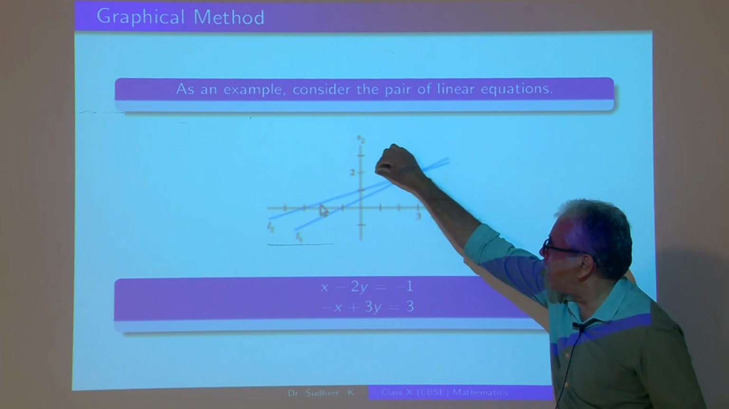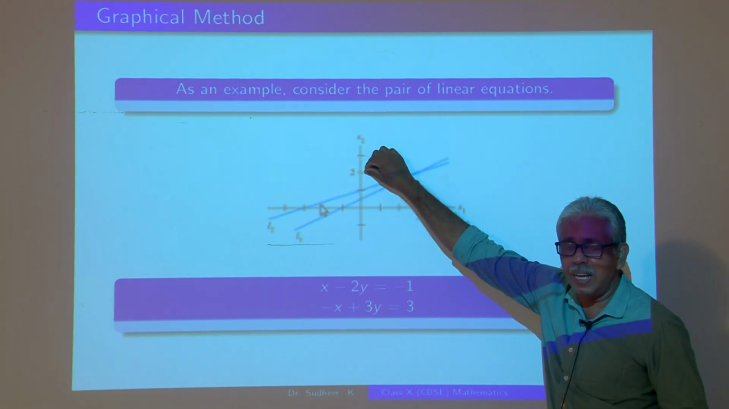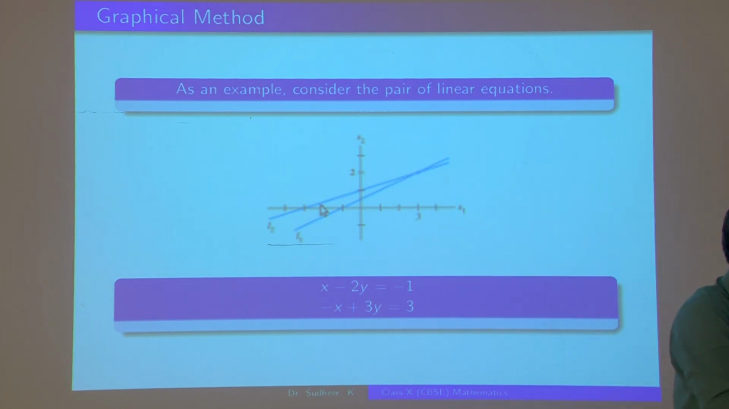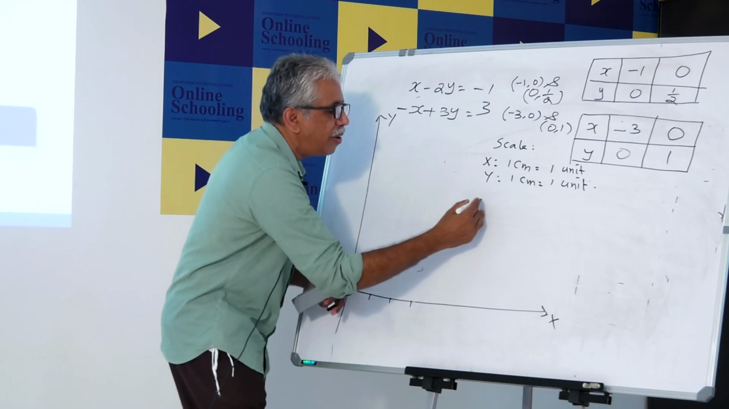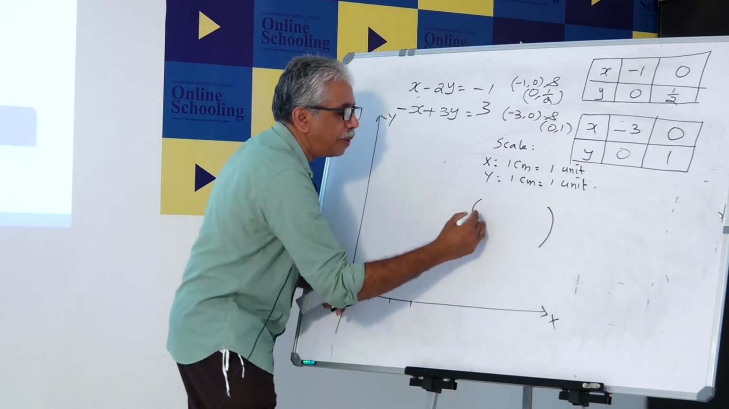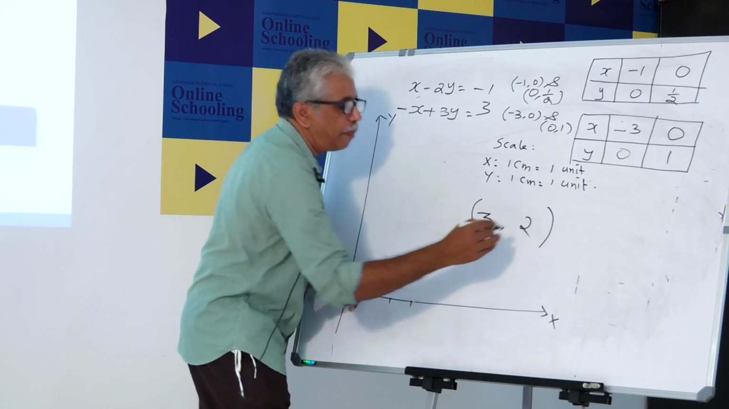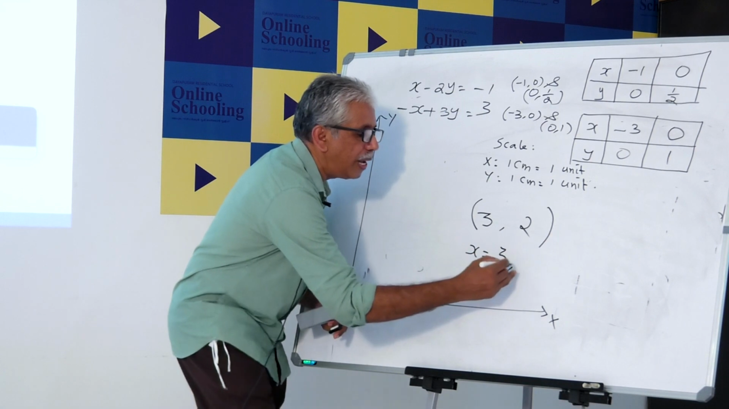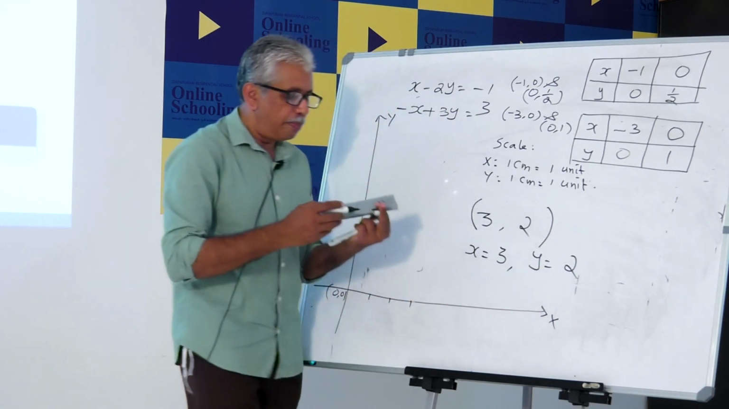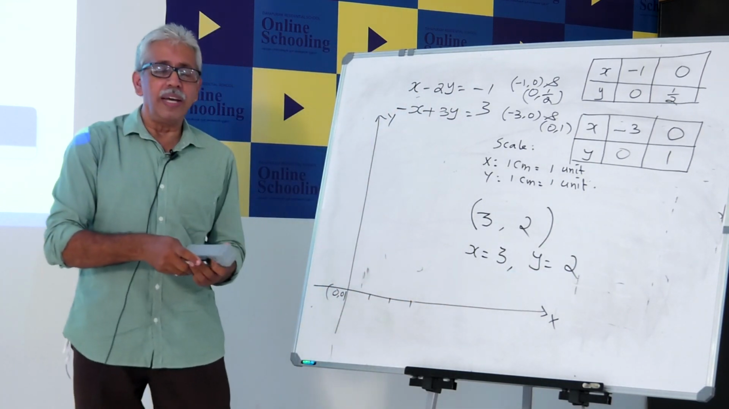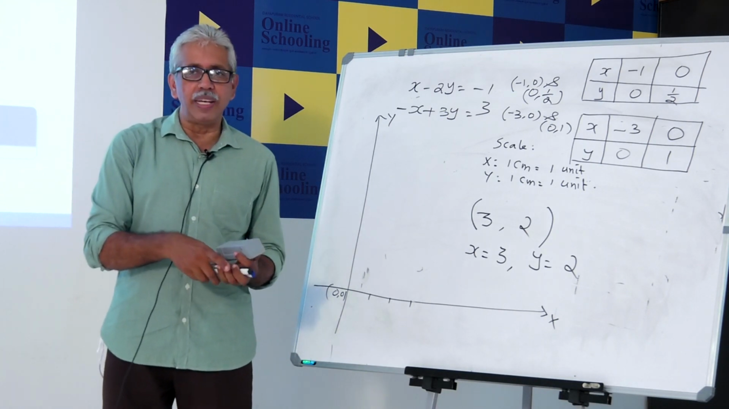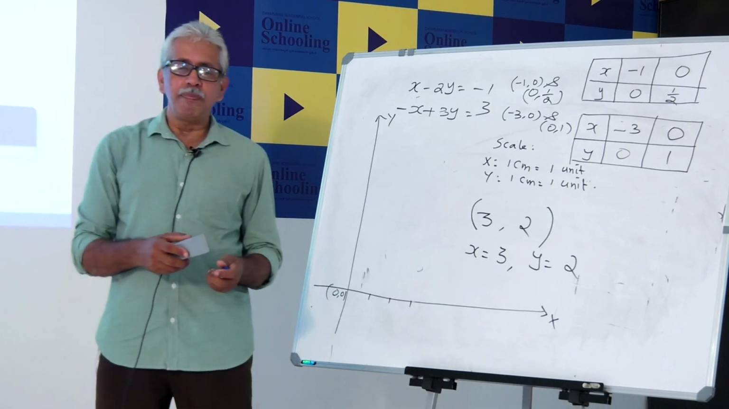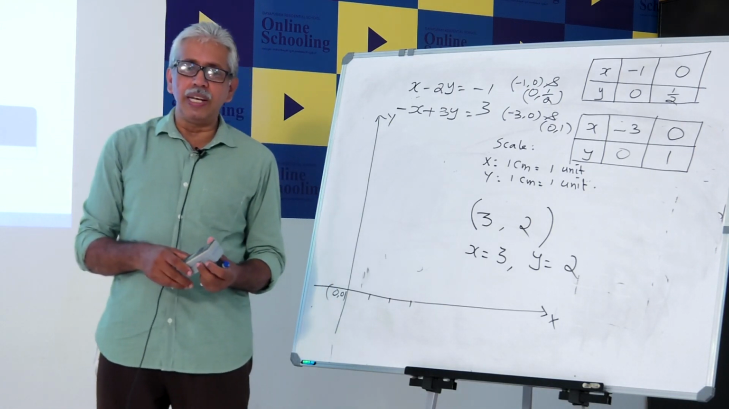So from the point, you make a direct move towards the y axis, where you are reaching, that is the y coordinate. So for this pair of linear equations you are getting the point of intersection to be (3, 2). It means x equal to 3, y equal to 2 is the solution of the pair of linear equations. So this is how the graphical method works when you have a pair of linear equations.